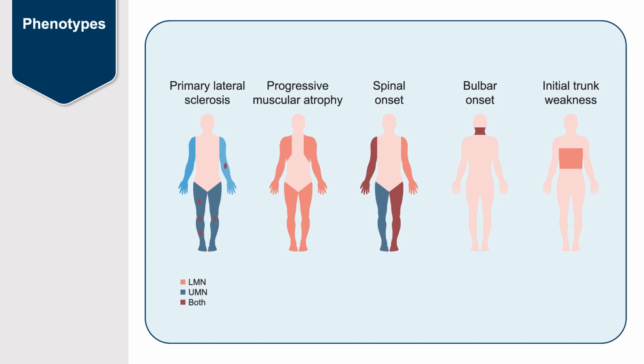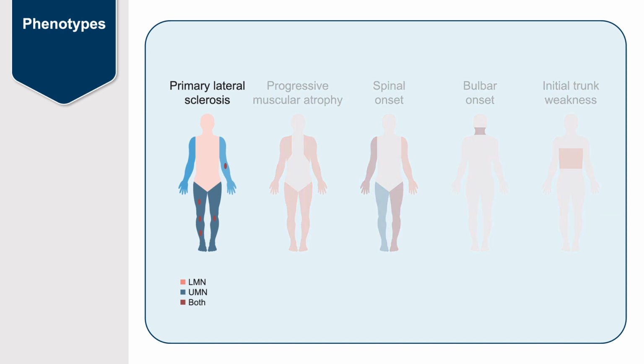There are variants of ALS, such as a pure upper motor neuron presentation. So that means patients with pure upper motor neuron presentation present with stiffness and spasticity without muscle atrophy or fasciculations, and we often refer to those patients as primary lateral sclerosis or PLS. Lower motor neuron presentations include muscle atrophy and muscle loss and weakness without hyperreflexia and spasticity. This variant is called progressive muscular atrophy.